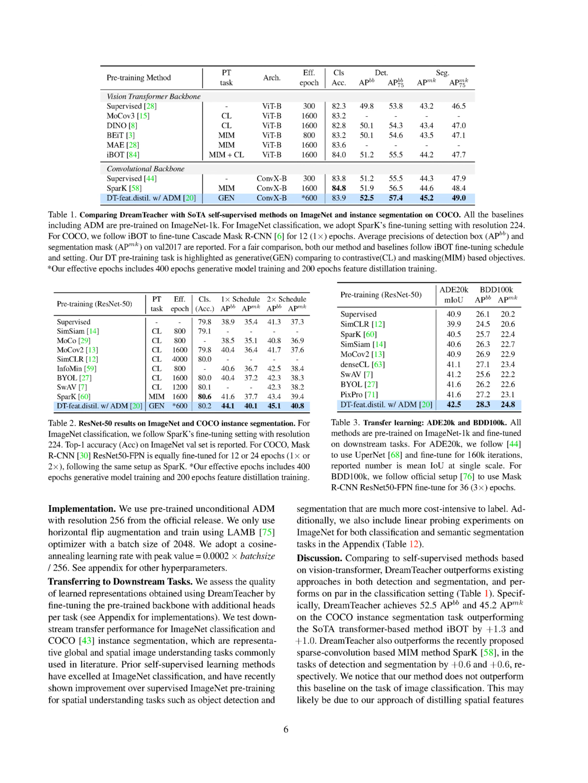Our model, DreamTeacher, outperformed existing approaches in both detection and segmentation, and performed on par in the classification setting. Specifically, DreamTeacher achieved 52.5 and 45.2 average precision on the COCO instance segmentation task, outperforming the state-of-the-art transformer-based method iBOT. DreamTeacher also outperformed the recently proposed sparse convolution-based MIM method Spark in the tasks of detection and segmentation. However, our method did not outperform this baseline on the task of image classification.